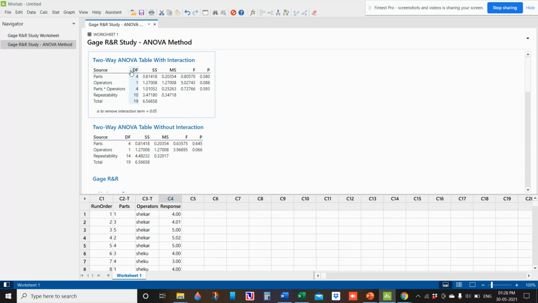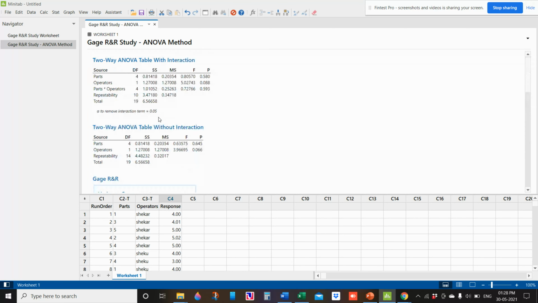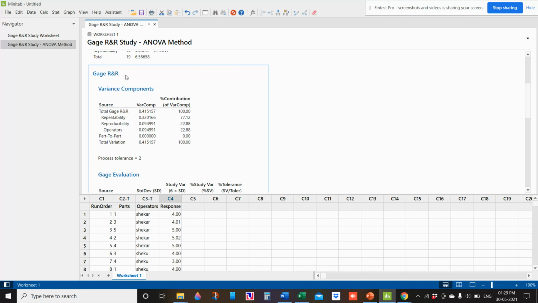Now if you see the gauge R and R variance components, the percentage contribution because of the measurement system is 100. So it is telling that the measurement system is not good. 100 percent variation is there. Repeatability variation is 77 percent, reproducibility is 22 percent, and part to part is 0. So this is not good, it is telling.